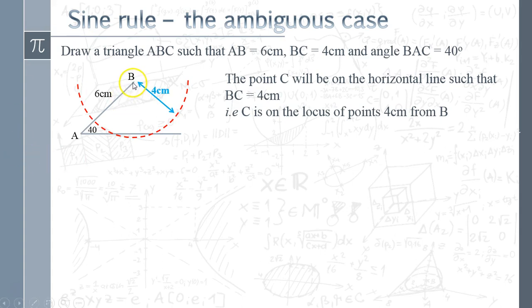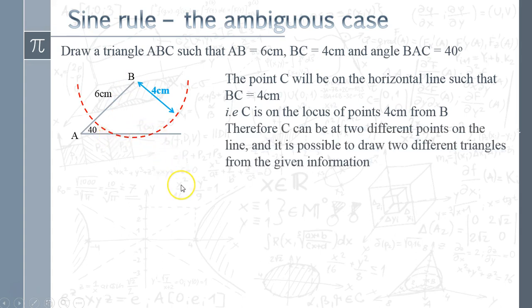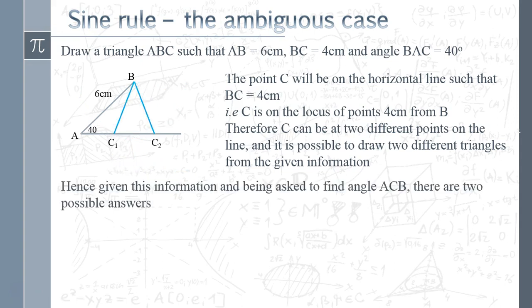We can see straight away you've got 2 points, one there and one there, that are 4 centimetres from B. So essentially we could draw 2 separate triangles. Therefore, if we're asked in the question to work out the size of angle C, we've got 2 triangles. We've got one angle C here that would be obtuse and another one here that would be acute. So you get 2 possible values. It's not entirely straightforward, so let's have a look at those 2 triangles and see what happens.